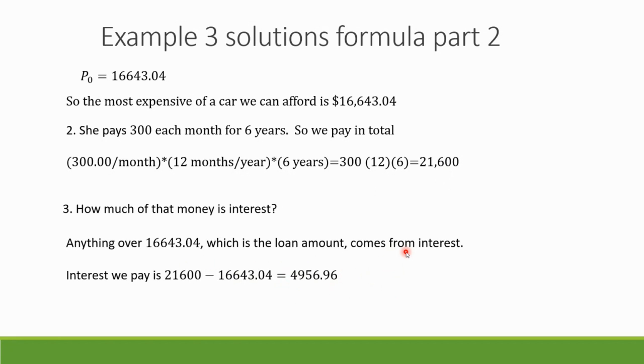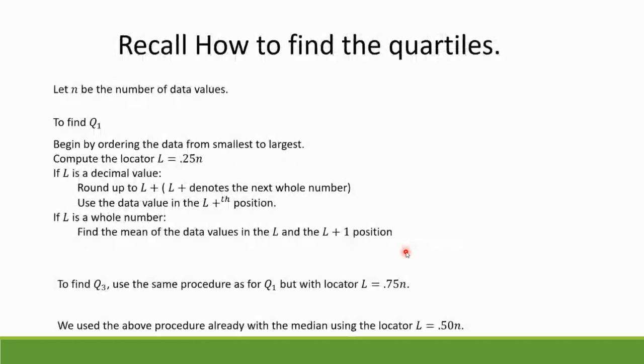Because I figured we'd do a little bit of that 5-number summary stuff. So now this is just a reminder of how you actually find quartiles. Remember, if n is the number of data values, we follow this whole procedure. It's the 5-number summary. That's what we get.